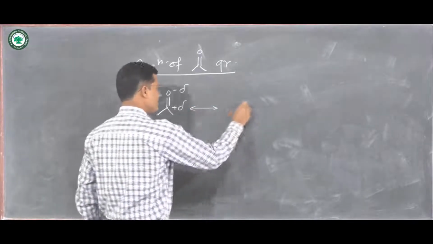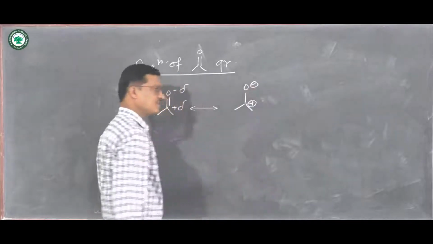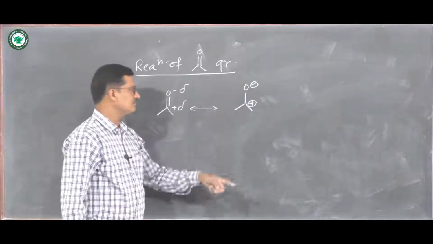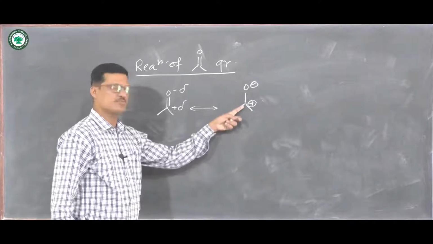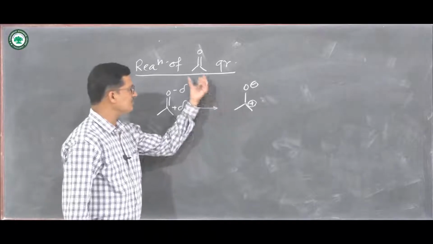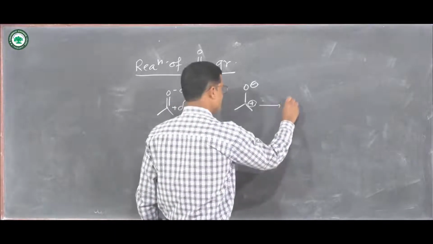We write a resonating structure of that. Oxygen is more electronegative than carbon, so oxygen gets the negative charge and the carbon gets a positive charge. So once you think about this carbonyl group, the carbonyl carbon has an electrophilic character.